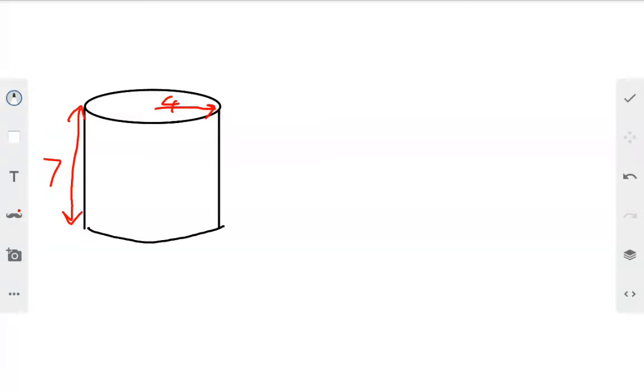In this question, we're going to look at finding the volume and then the surface area of a cylinder. So the cylinder shown here has a radius on the top of 4 and a height of 7. So to start with, we're going to find the volume. So a formula for volume of a cylinder looks like this.